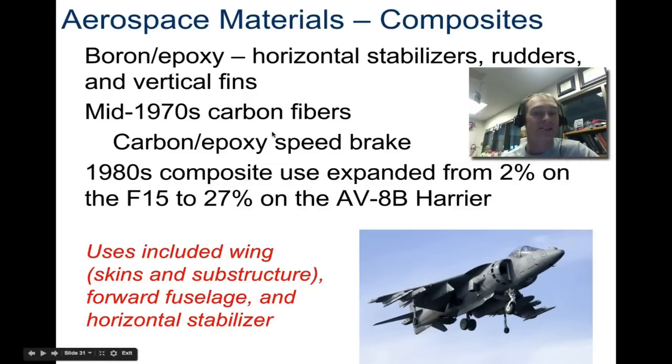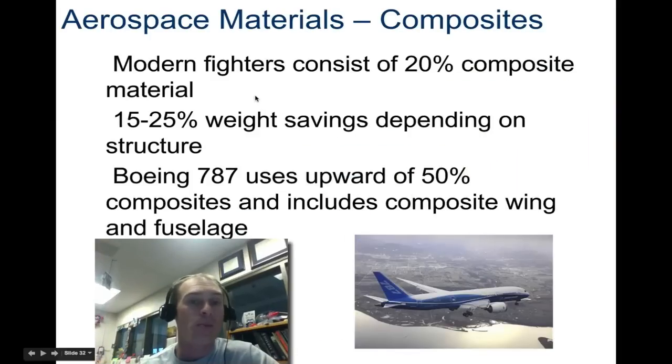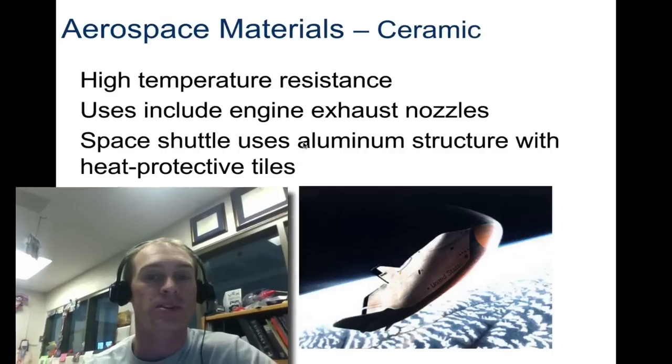Since the mid-1970s, they started using carbon fibers, and we're actually going to make a carbon fiber composite with an epoxy and some styrofoam later on in the course. So in the 80s, composites were expanded from 2% to 27% on the Harrier jet. They started using them a lot. Now modern fighters have 20% composite material because it's really light, so they're saving 15 to 25% on weight, and that just makes it a lot more efficient. The 787 uses about 50% composite and even has composite wings and fuselage. So they're using different materials in here to really reduce the weight but still make it really strong.